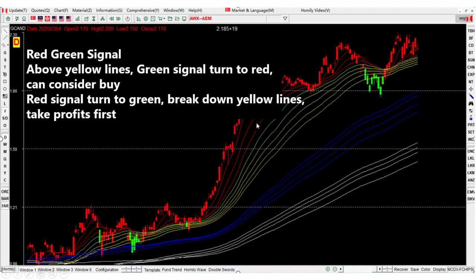It's strong, we can still hold, and the green signal means weak. So if the red signal is above the yellow line, it's a very good buy signal. Green to red, and this red is above the yellow line, we will be very safe to buy and hold. But if the green signal breaks down the yellow line, it's time to take profit already.